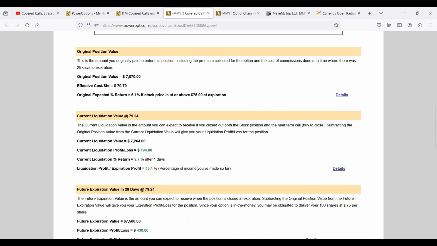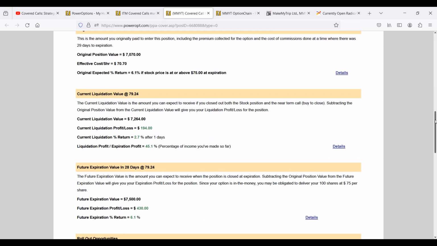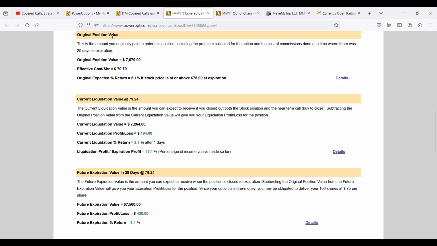Now down below, I can see more details into what we just saw by selecting that stock analysis view in the portfolio. The original position value, 70.70, my max expected return, original expected return of 6.1% if the stock is above 75 at expiration. Current liquidation value, we saw that too, make a profit of 194 after 1 day or 2.7%. Buy back the call, sell to close the stock, we make 2.7% in 1 day with this movement. But that's 45.1% of the max expected profit of 6.1%.